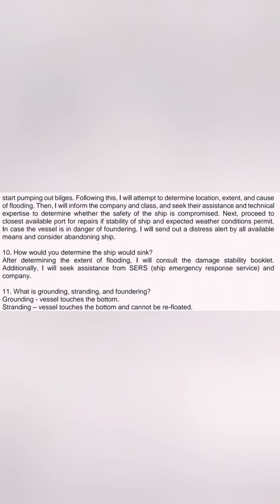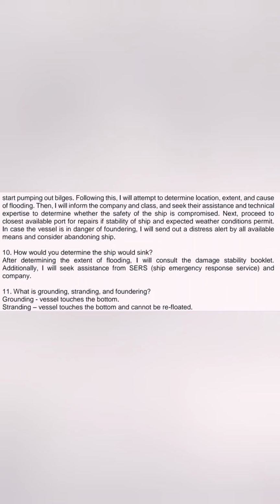Then the question was asked, how would you determine the ship would sink? After determining the extent of flooding, I will consult the damage stability booklet. Additionally, I will seek assistance from SERS, Ship Emergency Response Service, and the company.